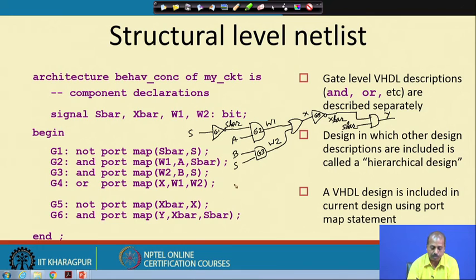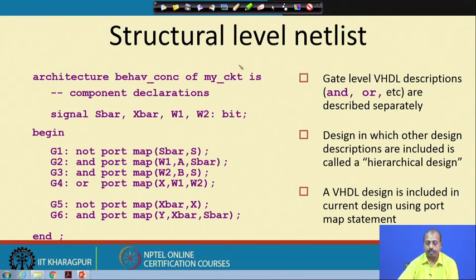So, this is the NOT component, an inverter, and it has output comma input. This output is mapped to s bar and input is mapped to s. That way this component is instantiated. These are called component instantiations. Similarly for the AND gate, G2 is one instance of the AND gate and the port mapping is like this. G3 is another instance of the AND gate, and this is the port mapping. This way we can describe the whole circuit in terms of these components and their connections.